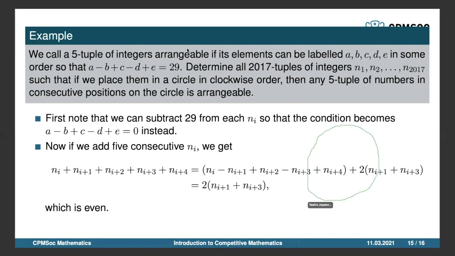So if you had numbers A, B, C, D, E, and F on adjacent positions in the circle. If you had 6 numbers in adjacent positions on the circle, you could consider this block of 5 over here, A, B, C, D, and E. And you can also consider the block of 5, B, C, D, E, and F. So you know that these have to be arrangeable. And since we've done the transformation, the alternating sum and difference will equal 0.